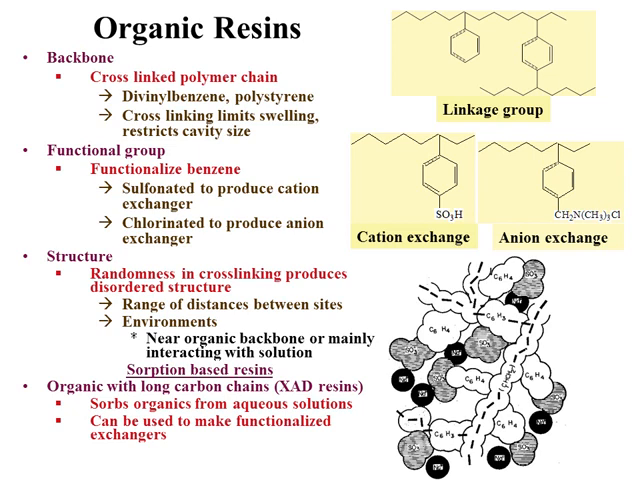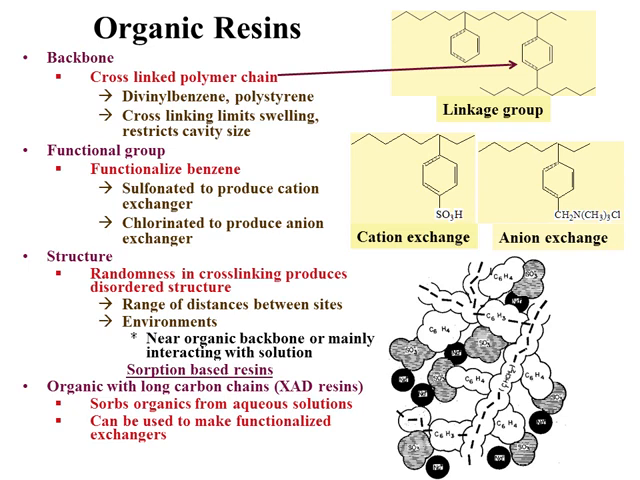Organic resins have some basic components: a backbone and functional groups, and these work together to apply structure to the material. The backbone is often supplied by a cross-linking polymer chain, for instance this linkage group shown here. Sulfur linkage groups can also be used. These cross-link different parts of the material, and they can limit swelling. They can restrict the cavity size of your resin material, changing some of the properties and flow of solutions through these polymers in an ion exchange column.